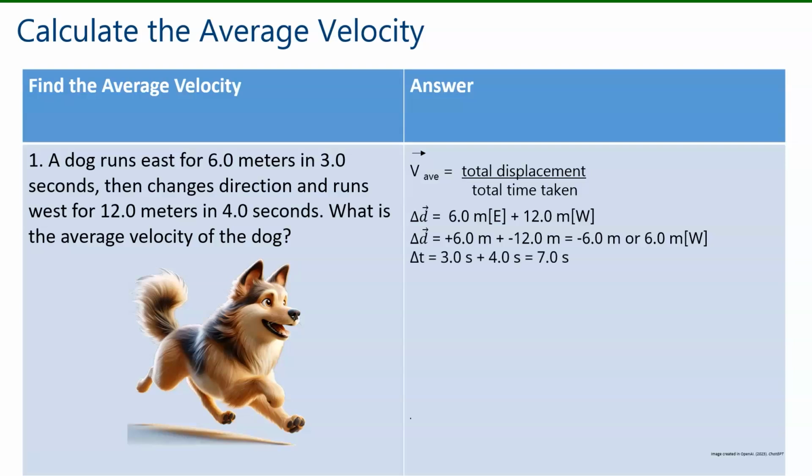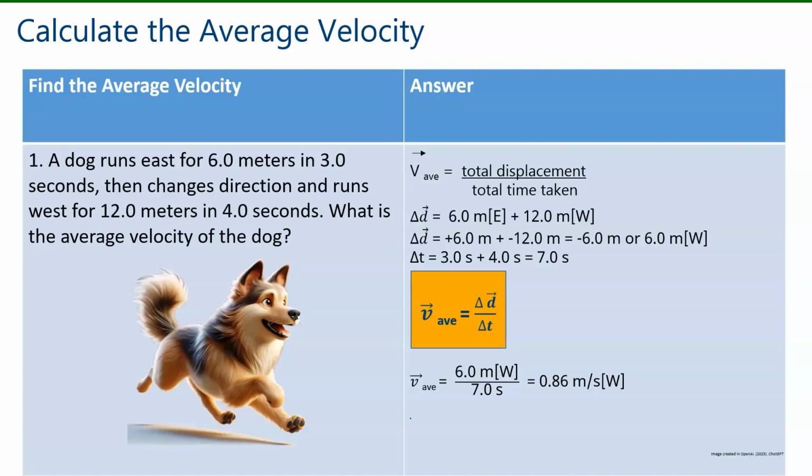Our total time is 3 seconds plus 4 seconds, which gives us 7 seconds total, 7.0 in this case. The formula for average velocity is change in displacement divided by the change in time. So we have 6.0 meters west divided by a total time of 7.0 seconds. That gives us 0.86 meters per second west.